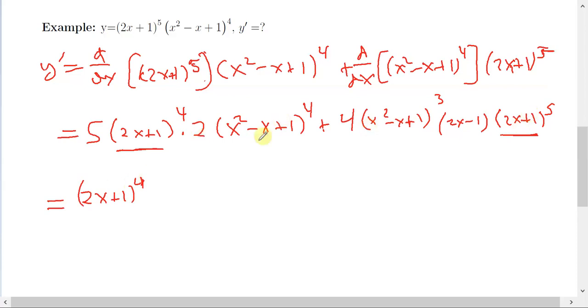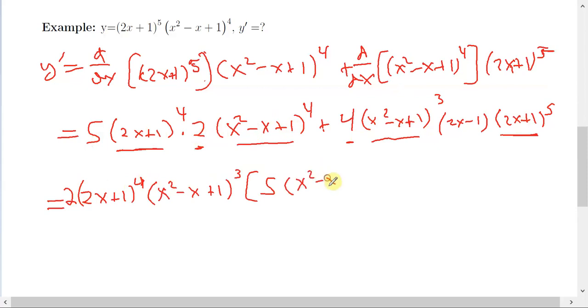This 2 is common to both of them, so I'm going to put it in the front. I'm going to take that 2 out. Some of that will come out, not all of it. And then the next thing I can see is there's an x squared minus x plus 1 and another x squared minus x plus 1. Well, there are 3 of them here and 4 of them here, so the best I can do is take 3 of those out. And then let's look at what's left. This 5 is still there. I took out all 4 of these, but one of these has to remain because I was only able to take out 3 of those. So that's what I have left in the first term.